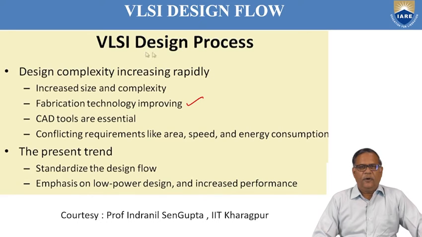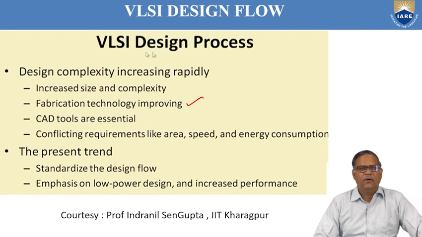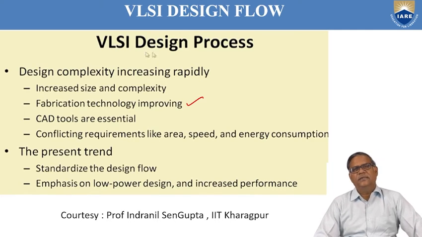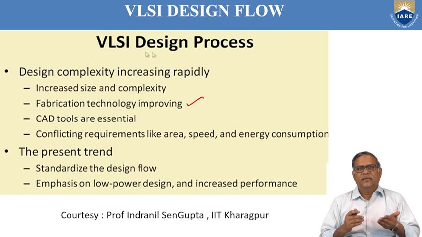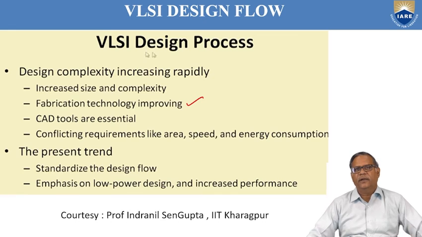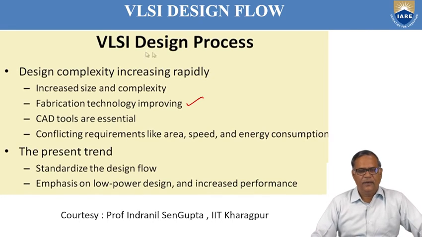And the important metrics of chip design are area, speed, and energy consumption. And these specifications have conflicting requirements. Suppose you aim at reducing the area, probably the speed or energy consumption may become more, or if you want to reduce the energy consumption, probably area may become more. So it is difficult to reduce all these three specifications. If you improve one specification, another metric may get deteriorated. So these have conflicting requirements.